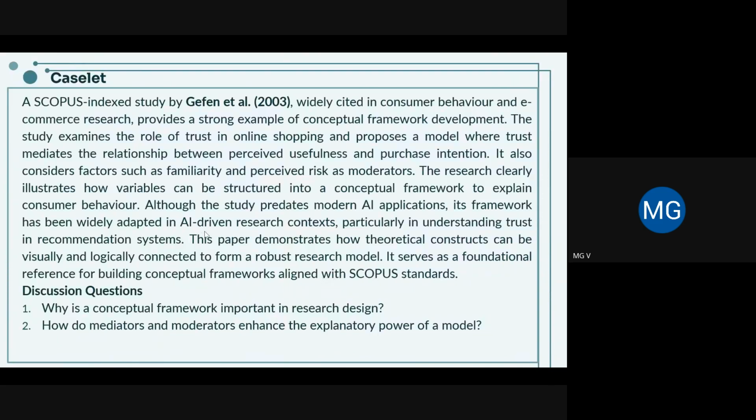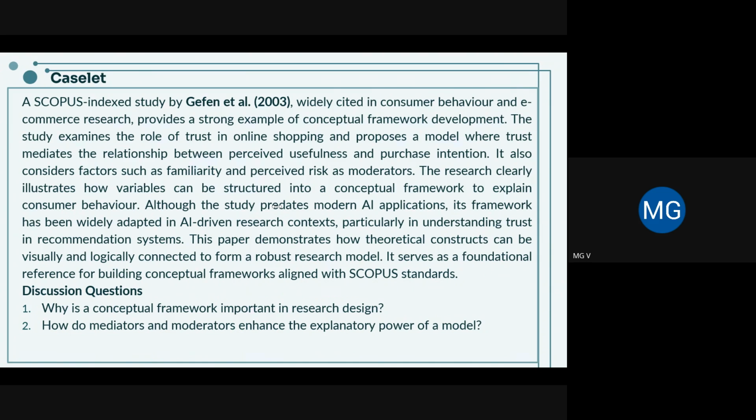Now we can see the caselet, or we can say the application. A Scopus-indexed study by Giffen et al., 2003, widely cited in consumer behavior and e-commerce research, provides a strong example of conceptual framework development. The study examines the role of trust in online shopping and proposes a model where trust mediates the relationship between perceived usefulness and purchase intention. It considers factors such as familiarity and perceived risk as moderators. The research clearly illustrates how variables can be structured into a conceptual framework to explain consumer behavior.